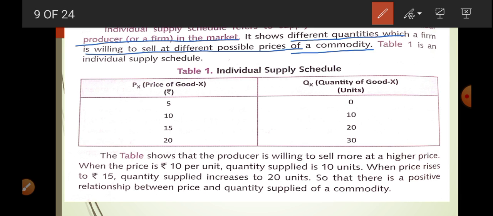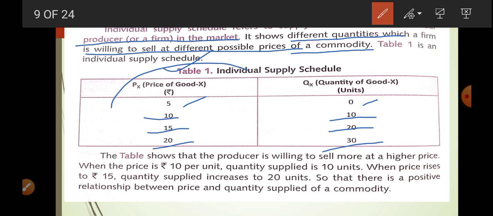Now here you can see this table 1, price is 5. That particular seller is not ready to sell any amount. Why? Because this price is too low. If 10, he is ready to sell 10 X. If 15, he is ready to sell 20, and if price is 20, he is ready to sell 30.